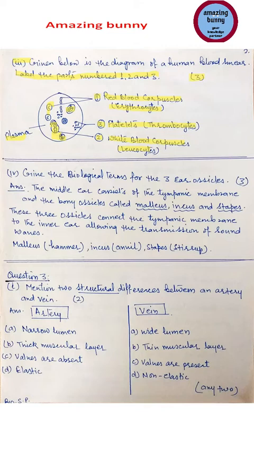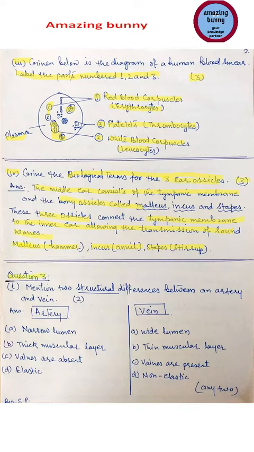Coming to part 4 of question number 2, give the biological terms for the 3 ear ossicles. Now, ear ossicles: the middle ear consists of the tympanic membrane and the bony ossicles. They are called malleus, incus and stapes. Malleus is also known as hammer, incus is also known as anvil, stapes is also known as stirrup, and these 3 ossicles connect the tympanic membrane or the eardrum to the inner ear, allowing the transmission of sound waves.